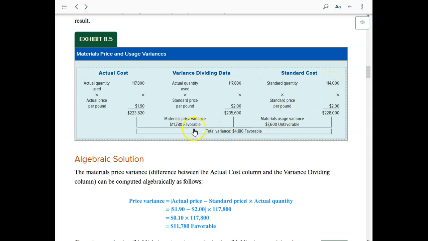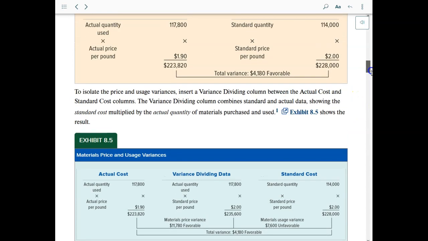So we have a favorable materials price variance, quite a bit. A materials usage variance, unfavorable to some extent. Net these two out, and we get to the same 4,180 overall favorable variance. Can I bring this? I can barely keep it all on the same page, but I did it.